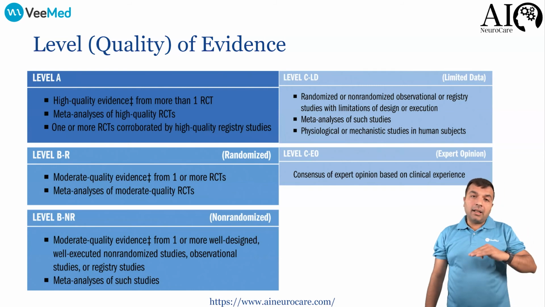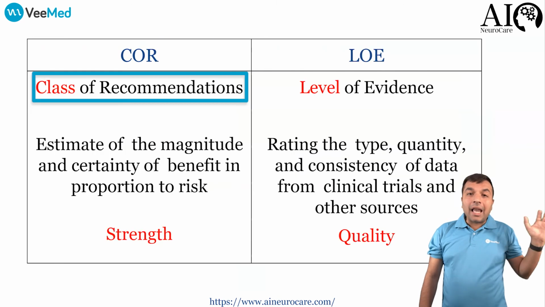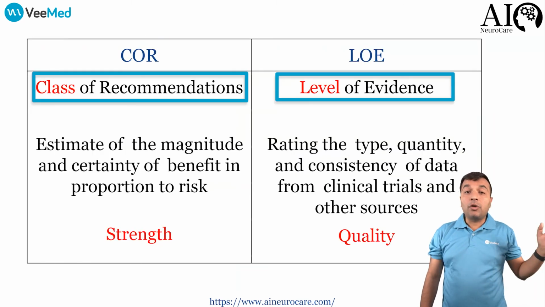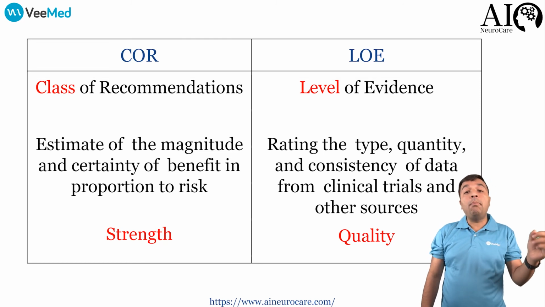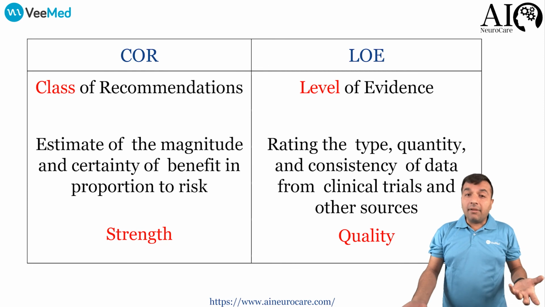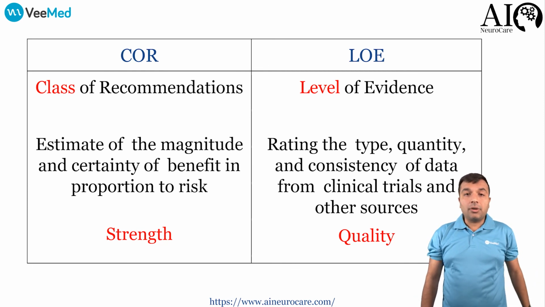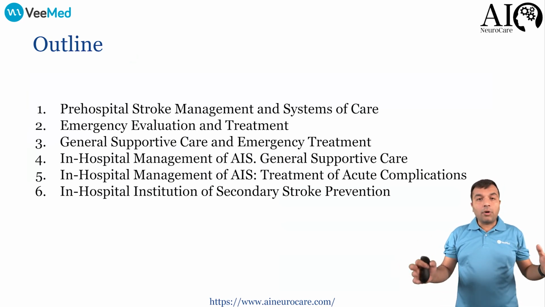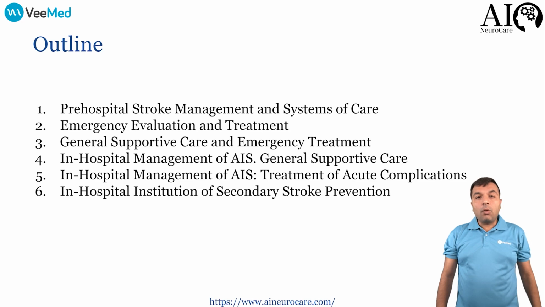So again, these are the important things that you have to understand. Class of recommendation and level of evidence. Class of recommendation points to the strength of the recommendation on the basis of the level of evidence. And the level of evidence is truly what the evidence is available and what is the quality of that evidence underneath the recommendation. Now, the whole guidelines is outlined into 6 major portions. We're going to review all of them in this whole series.